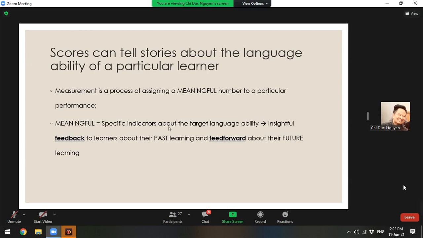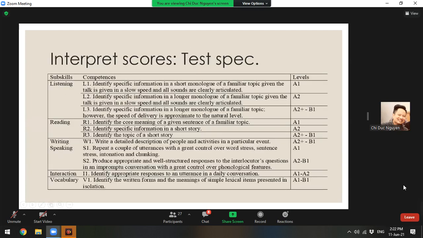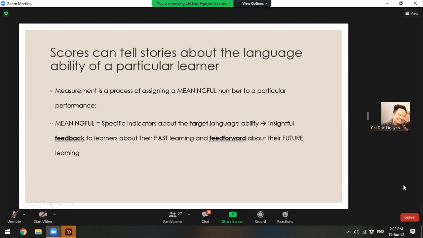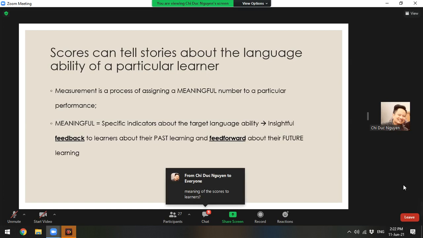Yeah. And let me move on with the second one. Okay, so in your actual practice, sometimes you need to give the meaning. You need to describe the meaning of the score to learners. How can you do this?